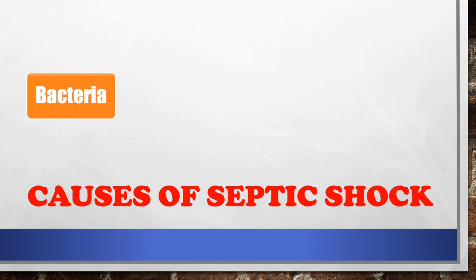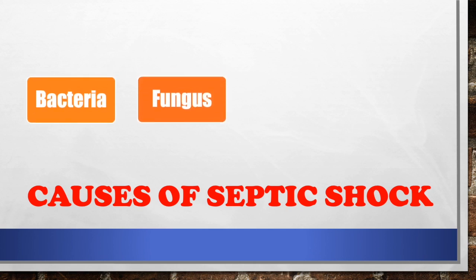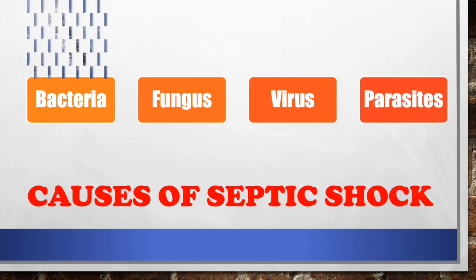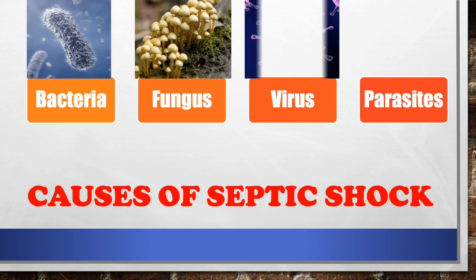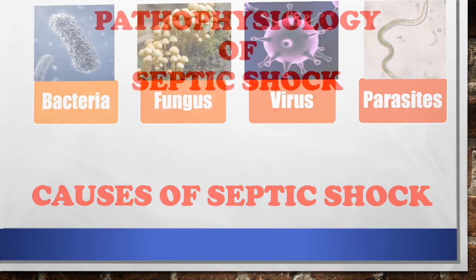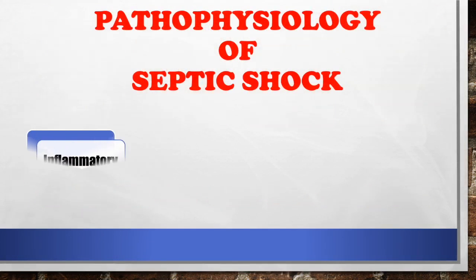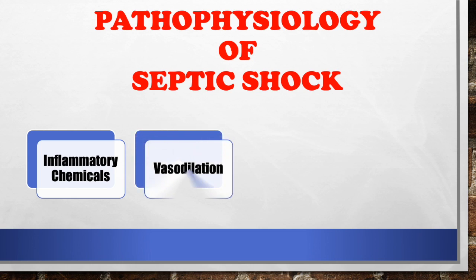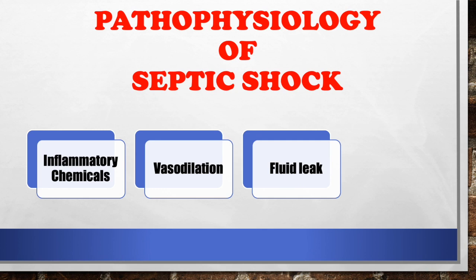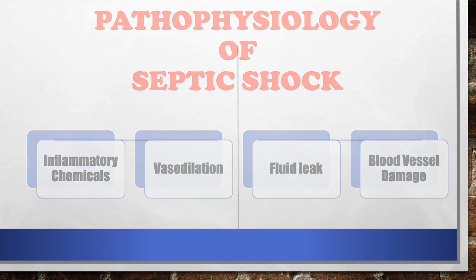Septic shock is caused by bacterium, fungi, viruses, and parasites. It occurs because of inflammatory chemicals released by the body causing vasodilation, leading to fluid leakage into the tissue, and the enzymes present for inflammation damages the blood vessels in the process.